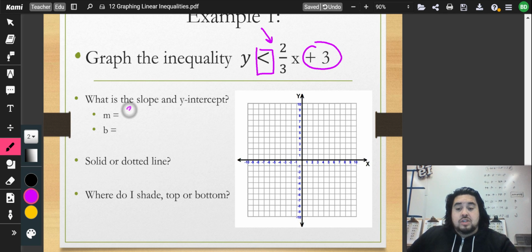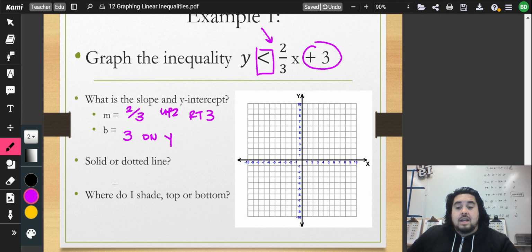Okay, so let's first look at slope and y-intercept. So slope is 2 over 3. That means once I graph my y-intercept, I'm going up 2, and I'm going right 3. Now b is my y-intercept, so that's where I start the graph, and I'm going to start at 3, and again, that's on the y-axis.